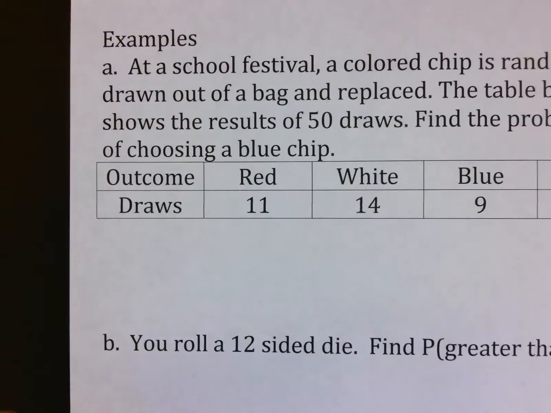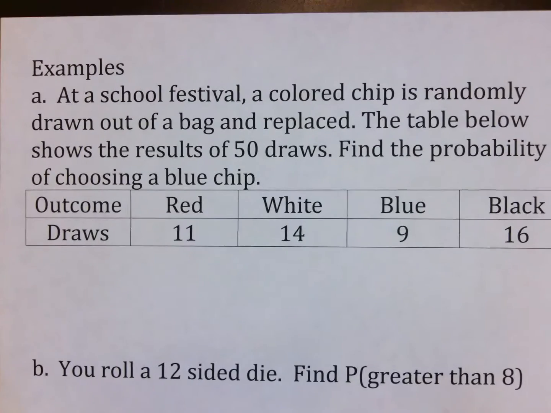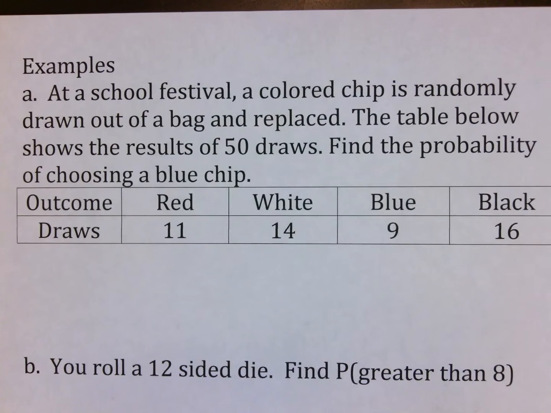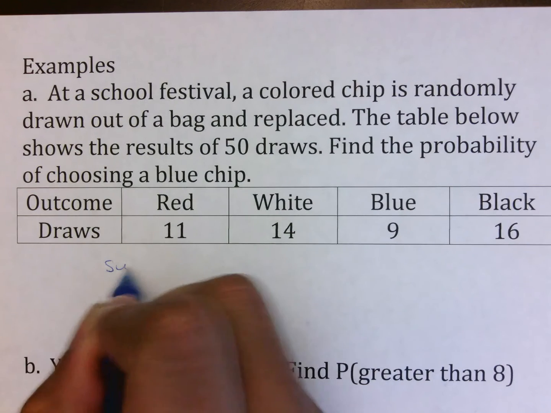So some examples that we're looking at. At a school festival, a colored chip is randomly drawn out of a bag and replaced. The table below shows results of 50 draws. Find the probability of choosing the blue chip. So again, probability is success over total.